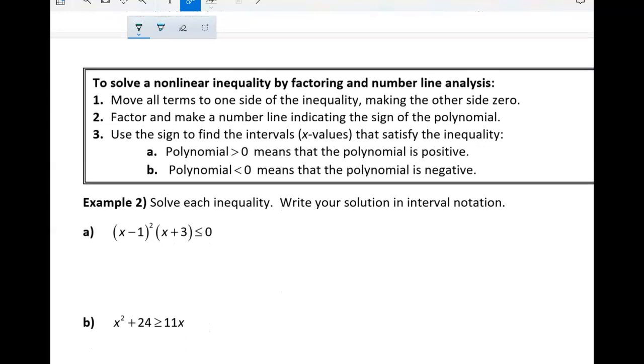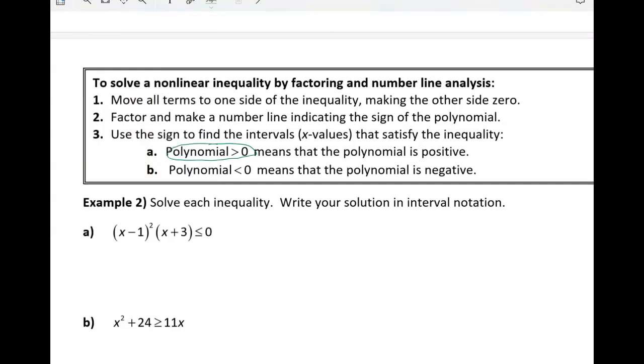So if we want to solve a nonlinear inequality by factoring in number line analysis, we are going to set this up where we move all the terms to one side of the inequality, making the other side 0, factor and make a number line that indicates the sign. If the polynomial is supposed to be greater than 0, that just means positive. And if the polynomial is less than 0, that means the polynomial is negative. And we're going to use multiplicities to cut down our process to make it a little bit shorter.